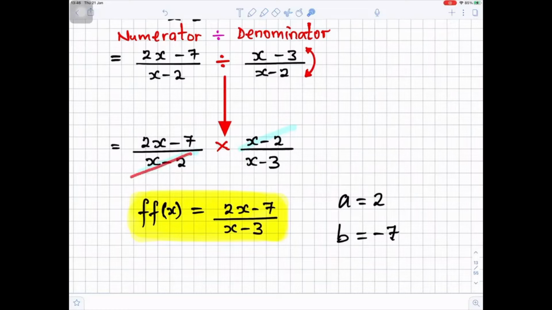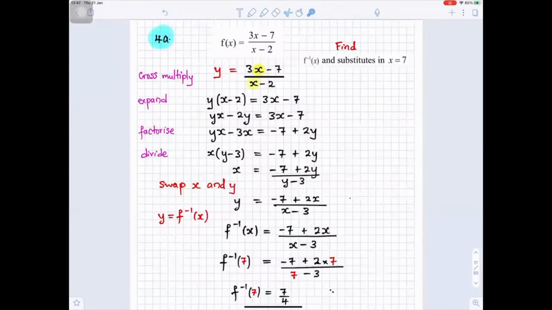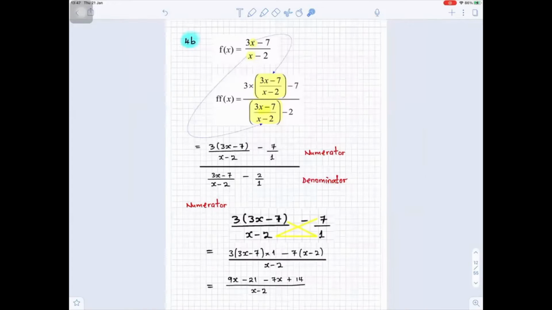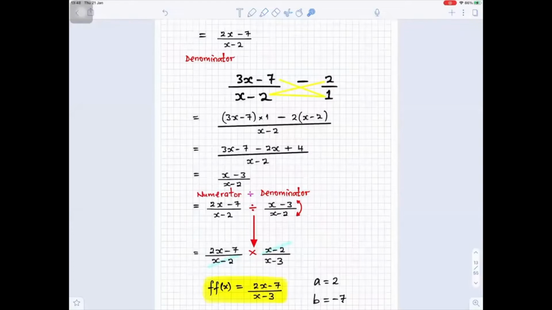So we'll have x minus 2 in the denominator and x minus 2 in the numerator, which would cancel. So you're left with 2x minus 7 divided by x minus 3. And that means your A is the 2 and your B is the minus 7. So that's your complete answer for 4A, 4B, and the final part of 4B.